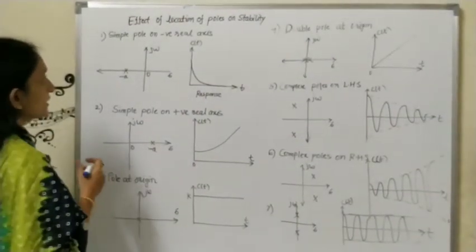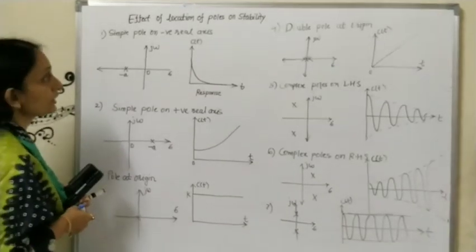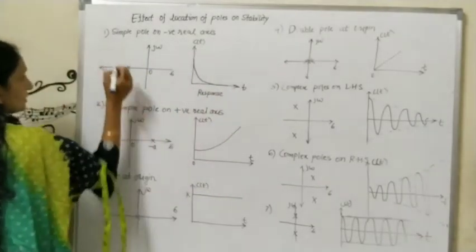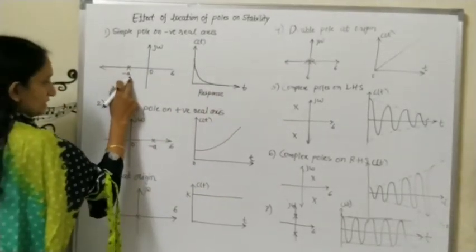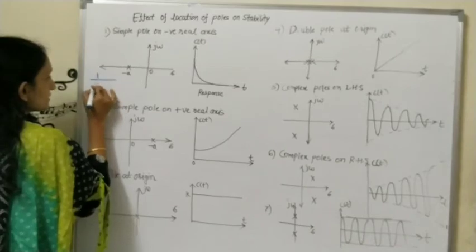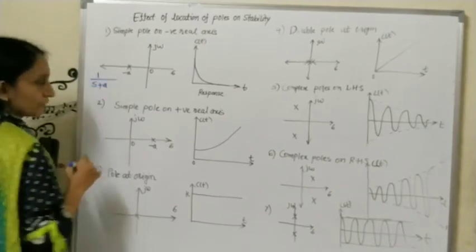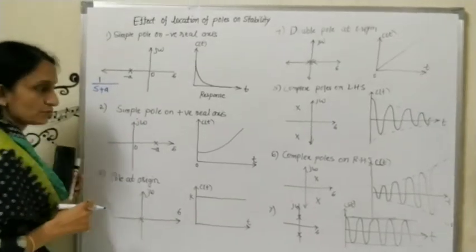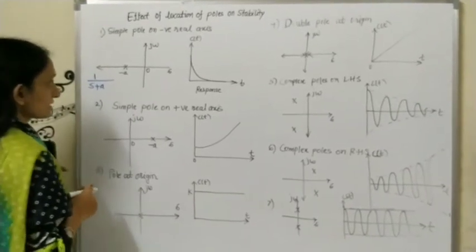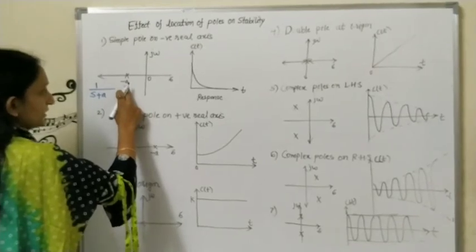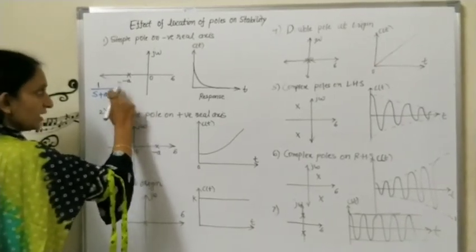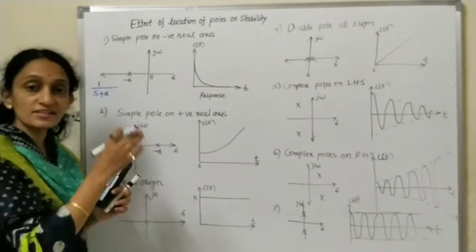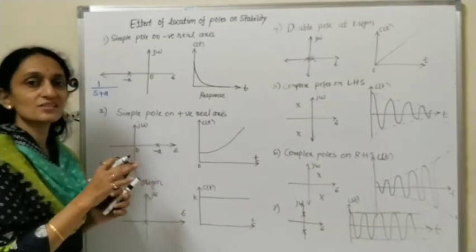Number one, a simple pole with a negative real part. For example, if we have the transfer function 1 upon s plus a, here I have shown the pole at minus a. You equate this denominator to 0, so s is equal to minus a, and I have located minus a on the left hand side of the j omega axis. In the last lecture we have seen that if all the poles are located on the left hand side of the j omega axis, the system is stable.